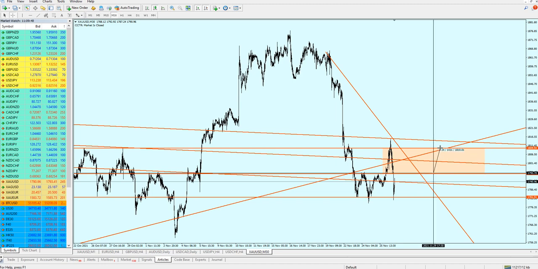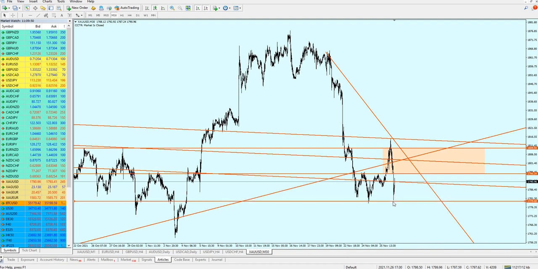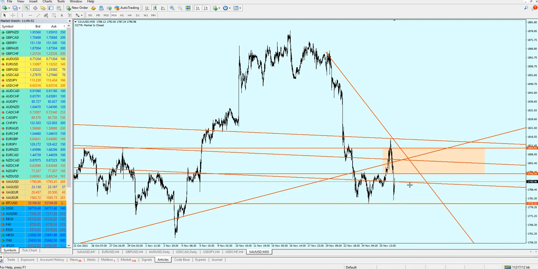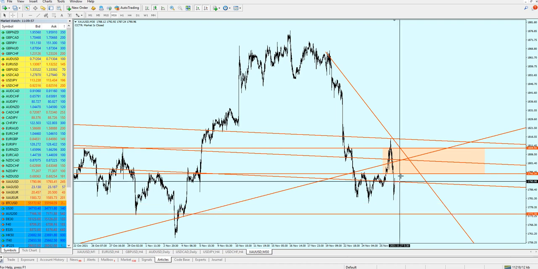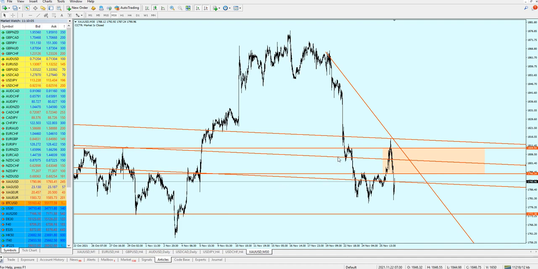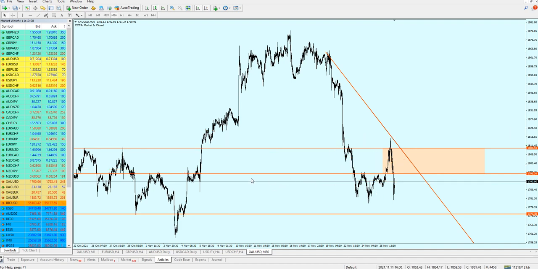So the safe zone will be, yes, that's perfect, and the target will be right here at the lowest level of the support, which means the target will be actually right here. Perfect. That makes more sense. 226 pips. Okay. Let me delete all these lines. They're confusing me. Yes, definitely. That makes a lot more sense now.